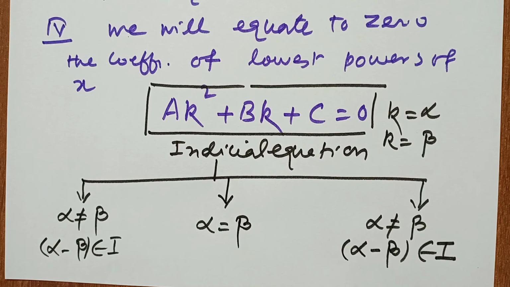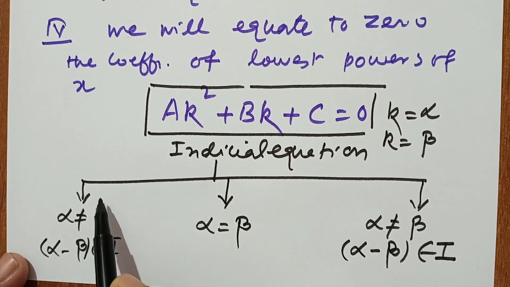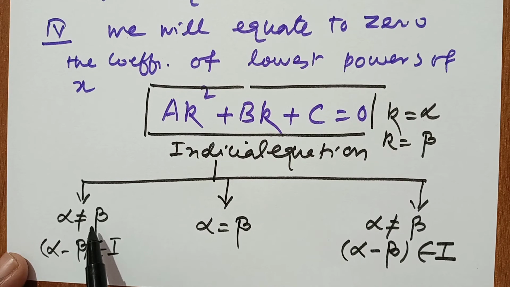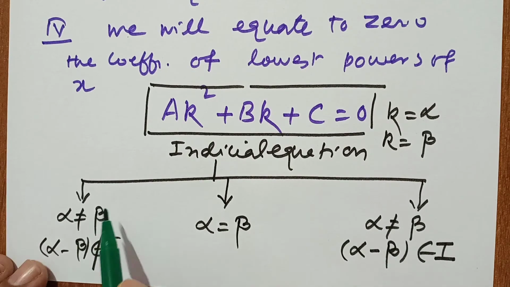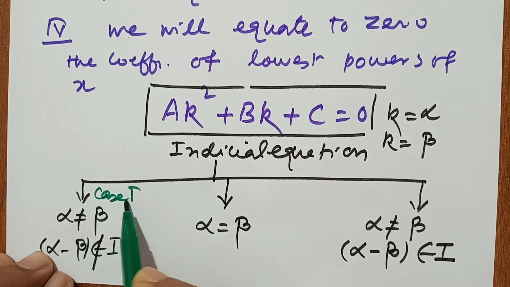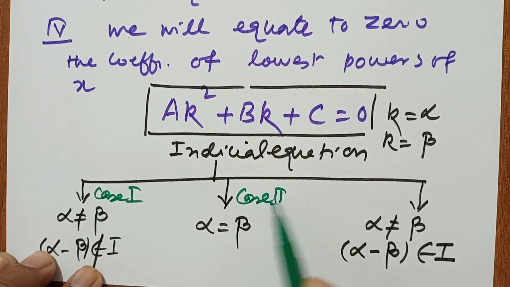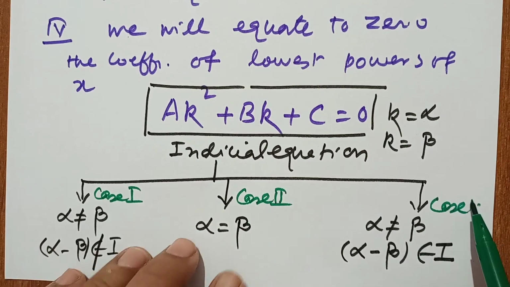Okay. So now we will explain one by one. This is case first: alpha does not equal beta and their difference does not belong to I, means the difference is not an integer. Second case, alpha equal to beta, means roots are equal. And third case, alpha does not equal beta, but their difference is an integer. So this is case first, this is case second, and this is case third. Okay, so we shall start from here.